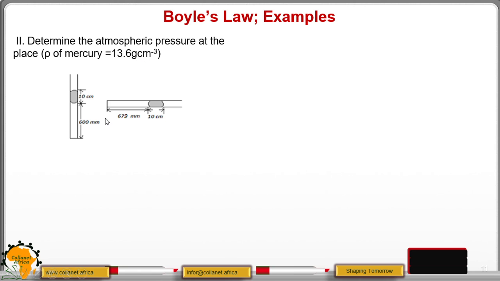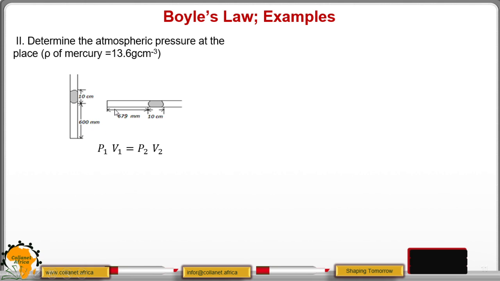Now, this is our case. When it is vertical, we have 600 millimeters of air column. When it lies horizontal, this volume increases to 679 millimeters. So in our first case, we have said that the reason for the differences in volume is because in our first case, this column is exerting pressure. And when there is increase in pressure here, there is reduction in volume.